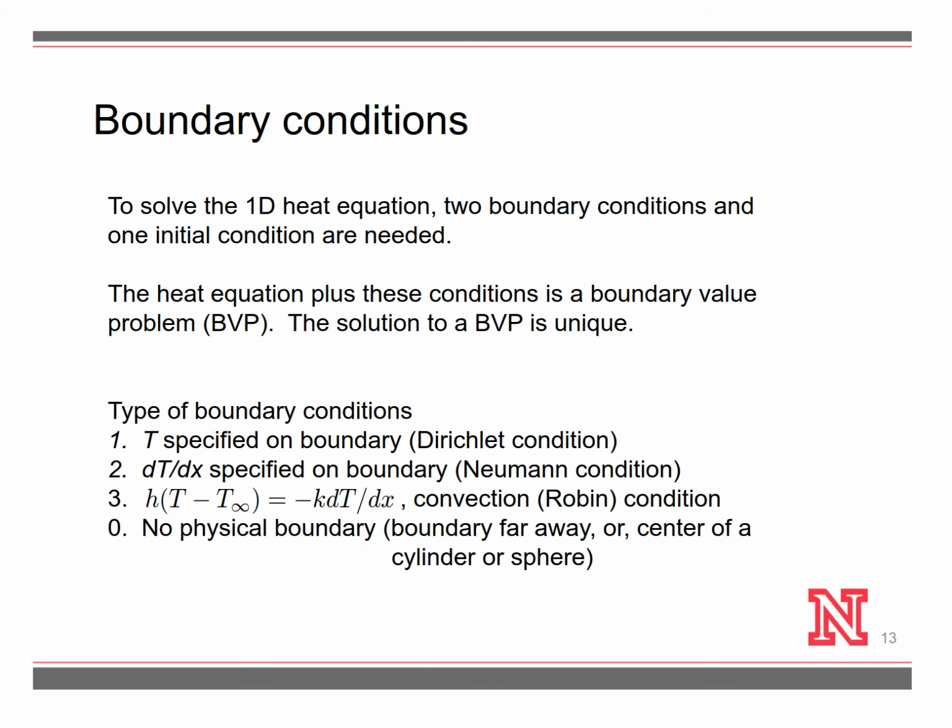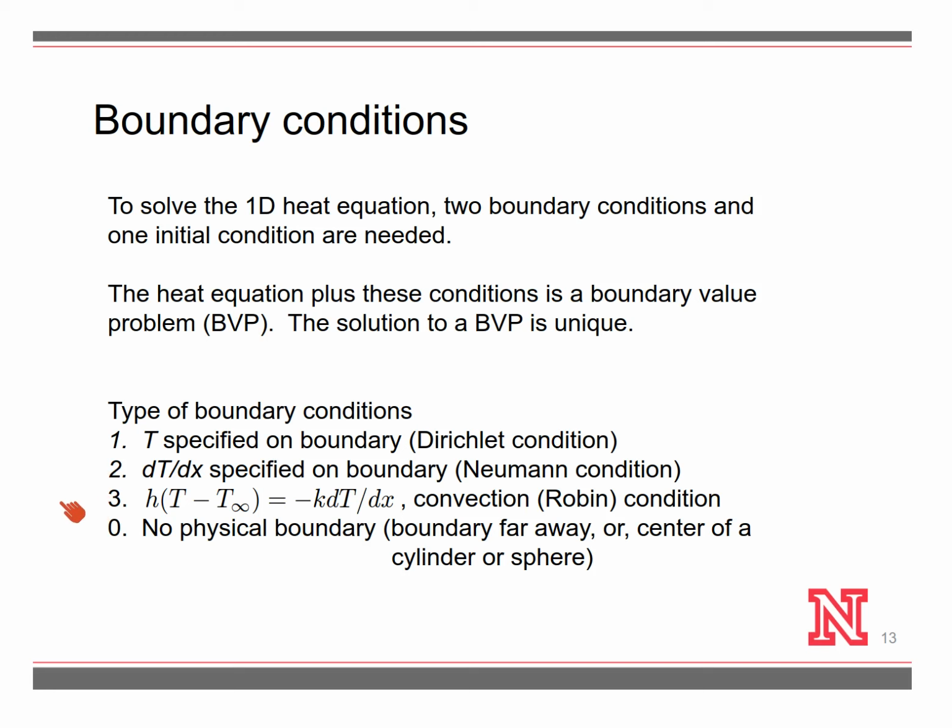To solve that heat equation, we need two boundary conditions and one initial condition. Again, I'm talking about one-dimensional for the moment. The heat equation plus these conditions is called the boundary value problem, and the solution is unique. Boundary conditions, let me number them. Type 1 is temperature specified. Type 2 is slope of temperature specified.